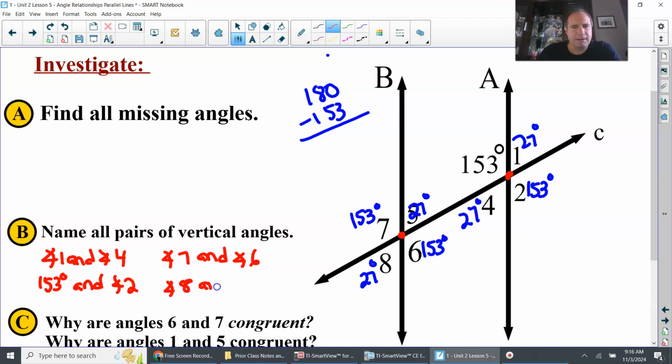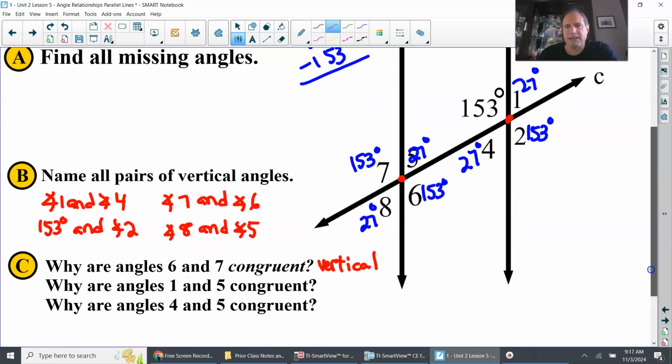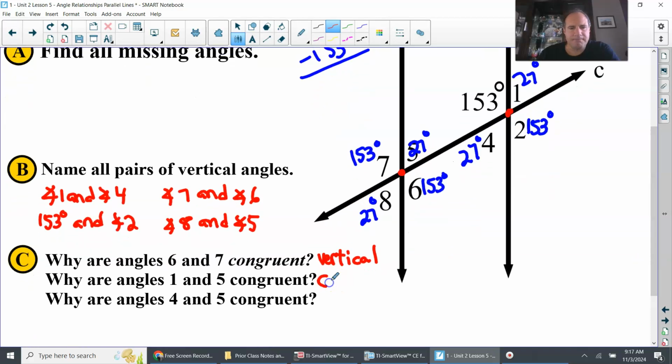Why are 6 and 7 congruent? We said they are vertical angles. They meet in the middle. Why are 1 and 5 congruent? 1 and 5, they're corresponding angles. And angles 4 and 5 are alternate interior.